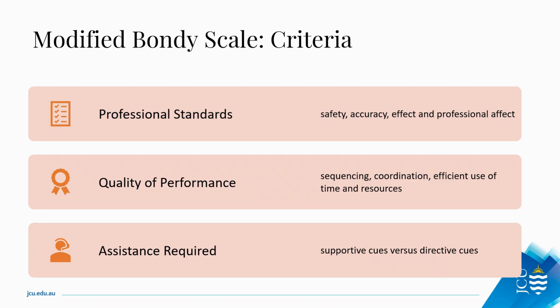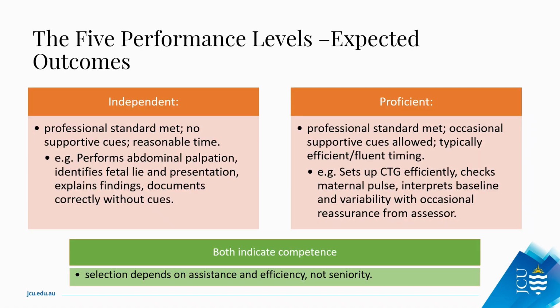The third criterion is type and amount of assistance required. Assistance is assessed through the use of cues, which are categorised as either supportive or directive. Supportive cues provide encouragement such as well done or you are on the right track. Directive cues involve specific verbal instructions or physical guidance to prompt the student on what to do next or how to correct the technique. A 5-point rating scale is used: independent, proficient, assisted, supported, and dependent.